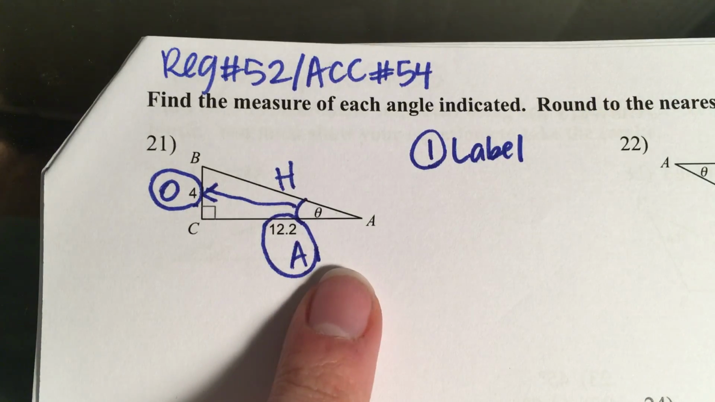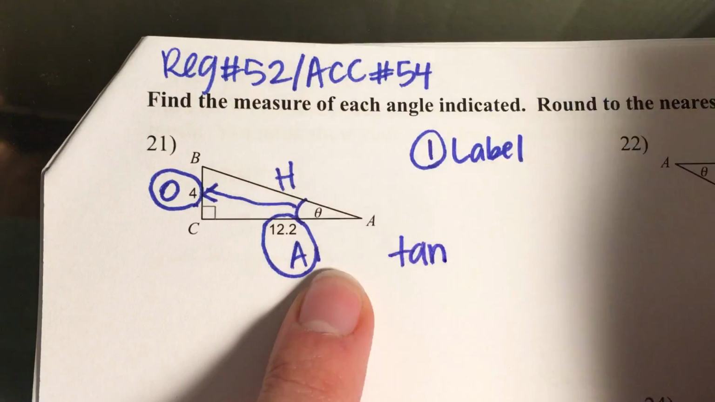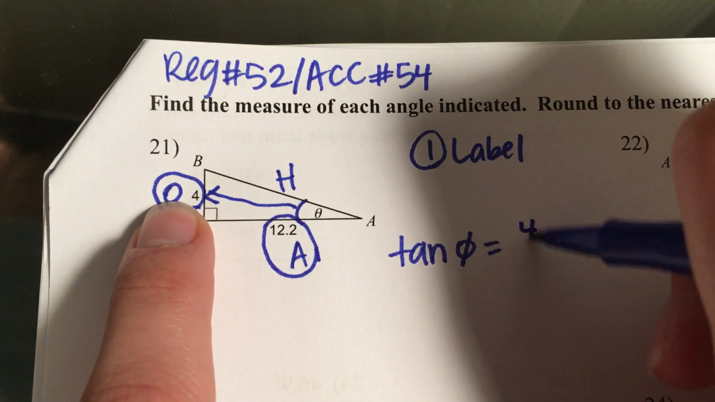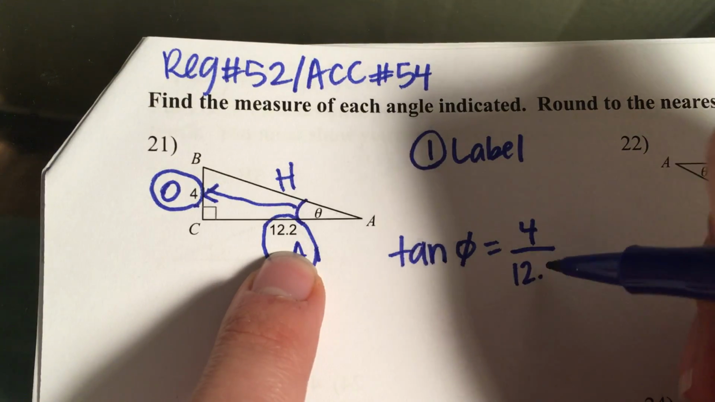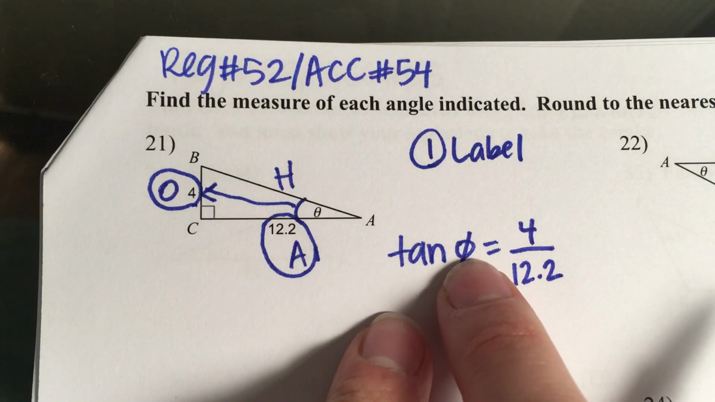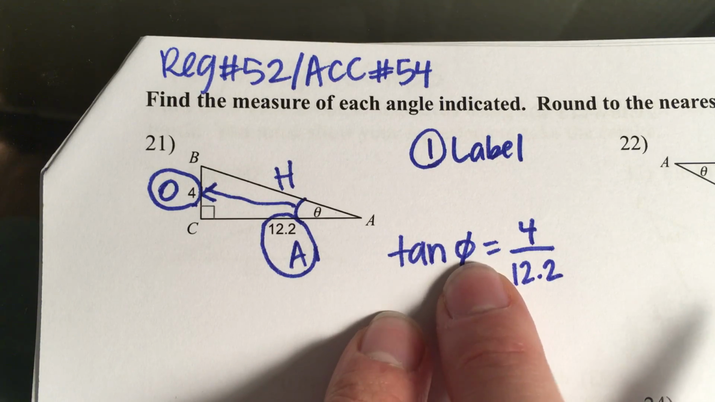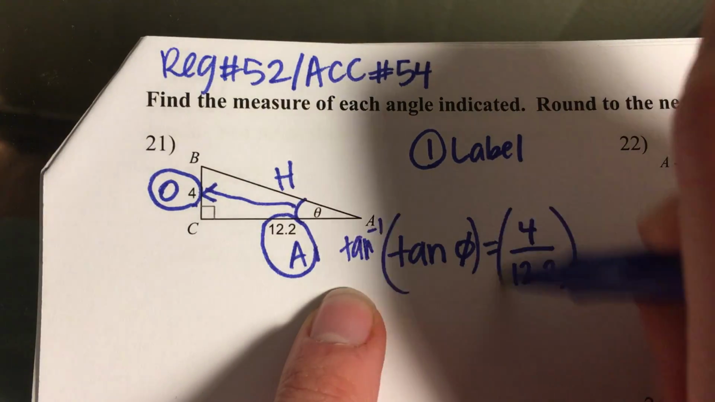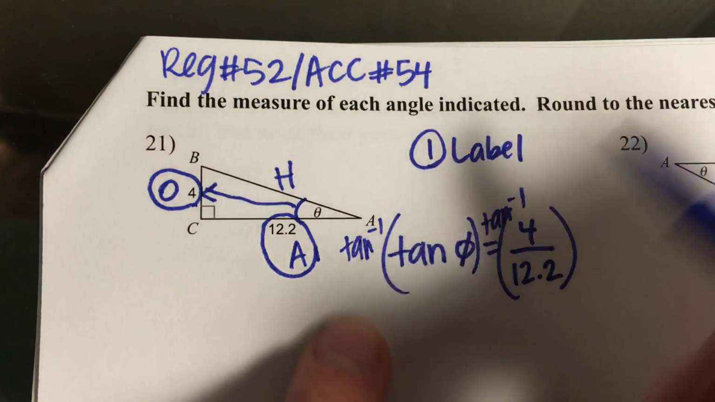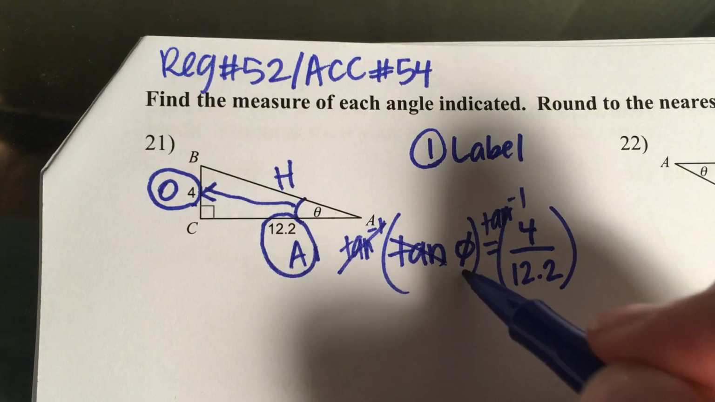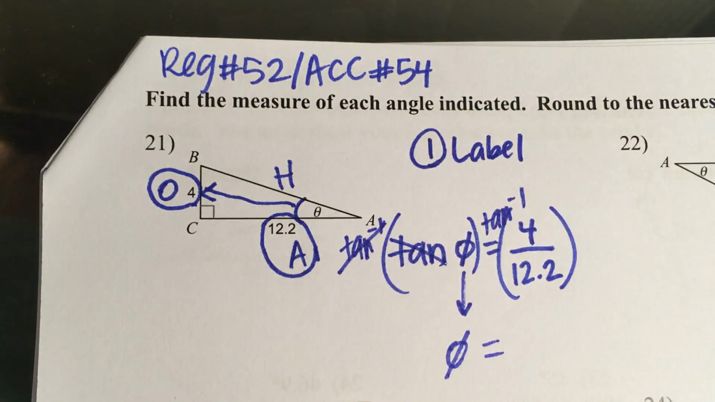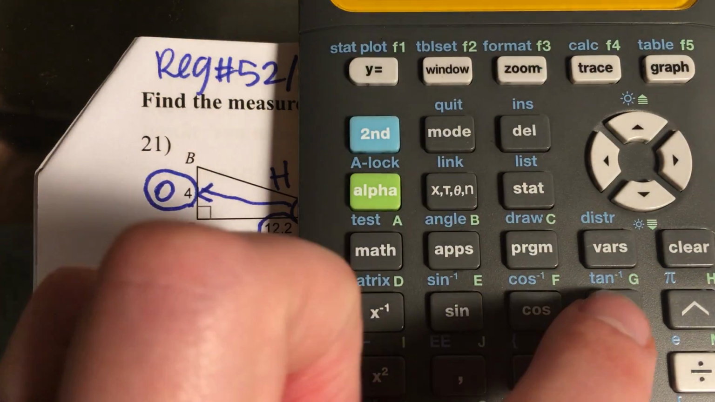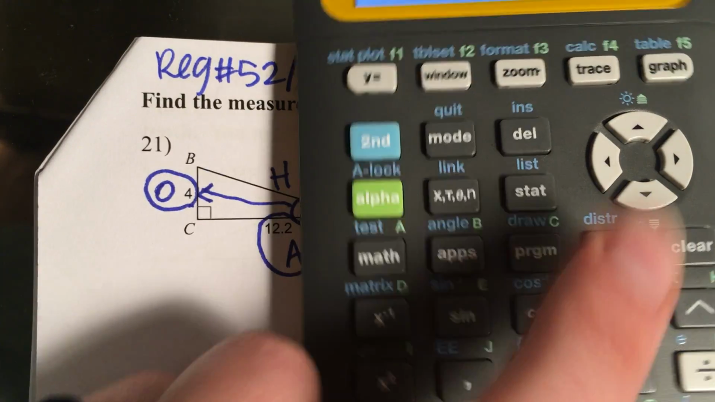So I have tangent of my angle, which I don't know, is equal to opposite 4 over adjacent 12.2. And then I want to get the angle by itself. That's like my x, the thing that I want to get by itself. So I'm going to take the tan inverse of both sides. The tan inverse and the tan will cancel, and that will drop out just my theta, the angle that I'm looking for. And then on my calculator, I'm going to do second tan, so this one right here. So second and then tangent.